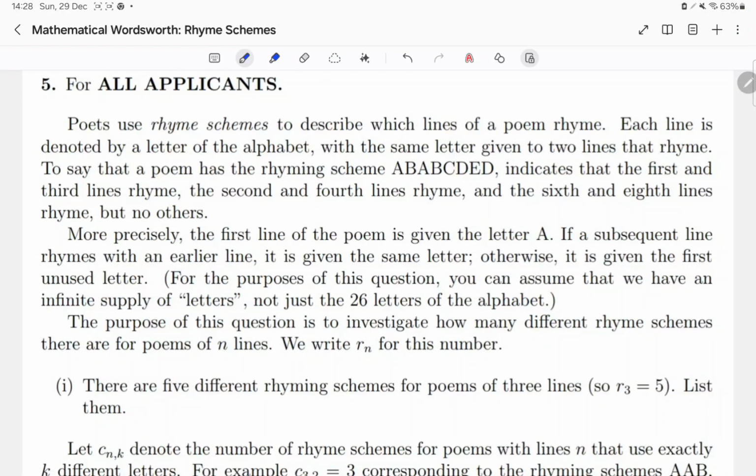Hello and welcome back. Today we'll be doing question 5 from the 2014 math paper. So, let's get started. Question 5 for all applicants.